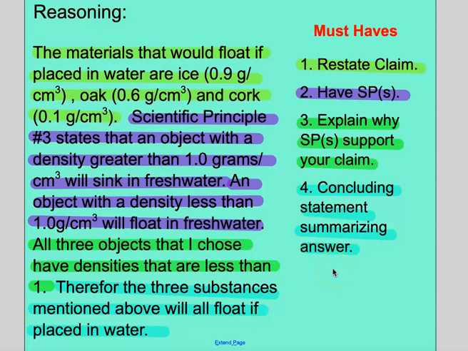And the last thing I'm looking for is some type of concluding statement that ties this all together. So I just wrote, therefore, the 3 substances mentioned above will all float if placed in water, because you want to know which ones would float. So that's the basics of the CER. Overly complicated? No, but yet you do need to be thorough. And the big mistake I usually see with the reasoning is I don't see a scientific principle, or people will try and just summarize this all in one sentence. Where if you're going to include these 3 parts, you really can't do it in one sentence.